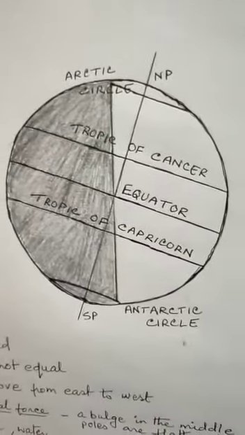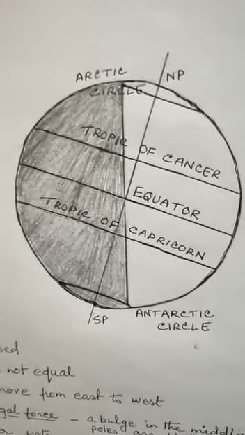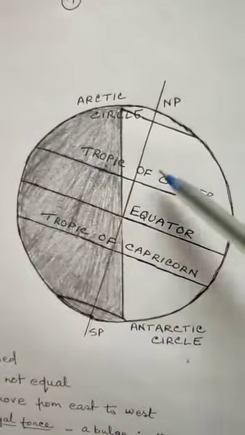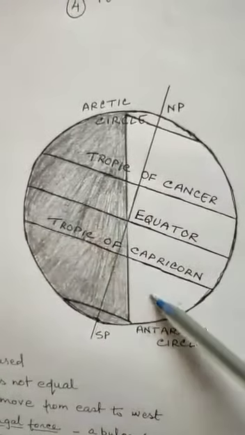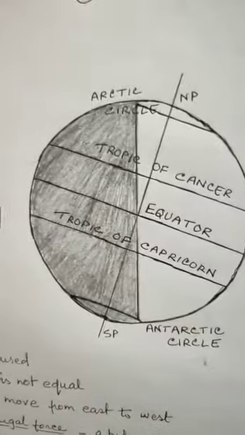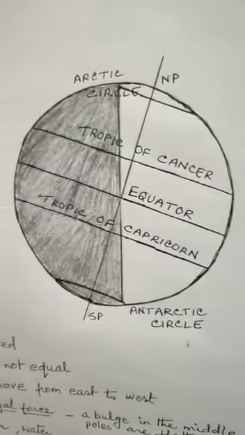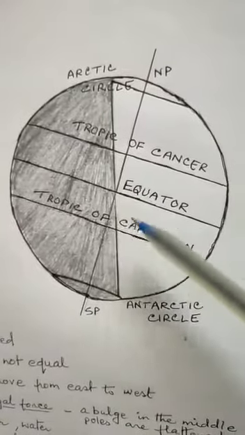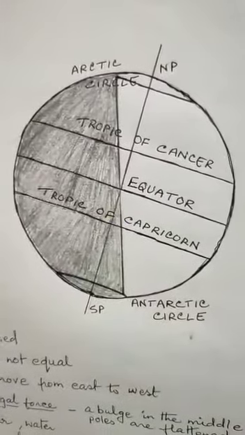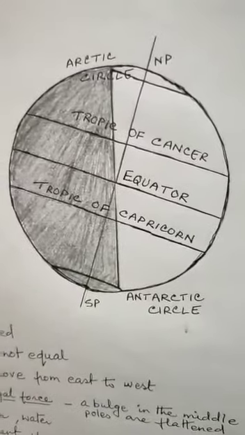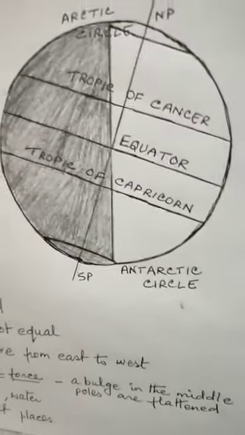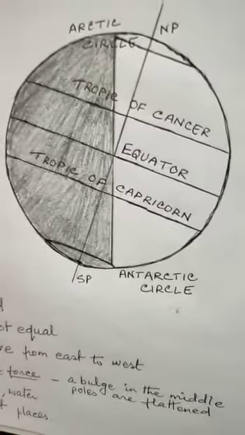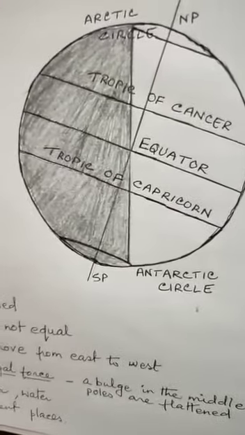And because of rotation, the wind and the ocean currents turn to the right in the northern hemisphere and they turn to the left in the southern hemisphere. And because of rotation, the earth rotates from west to east. And because of this, the sun and the moon appear to rise from east and they set in the west. Another effect is the time is not same everywhere on the earth because of rotation of the earth.